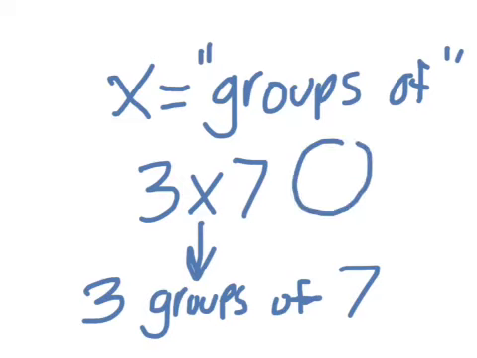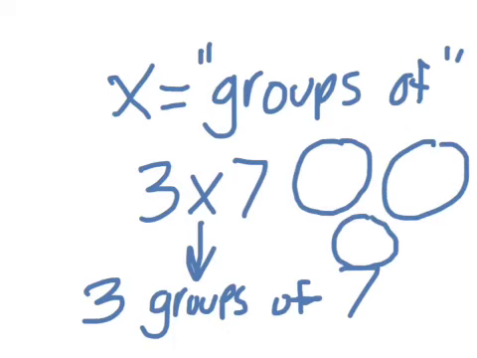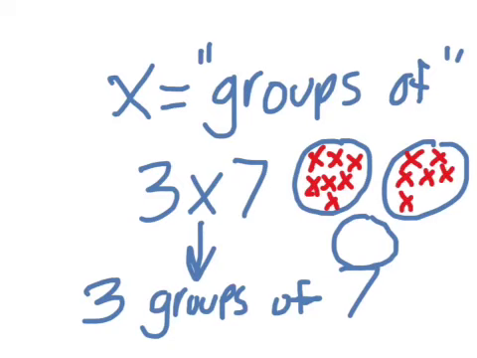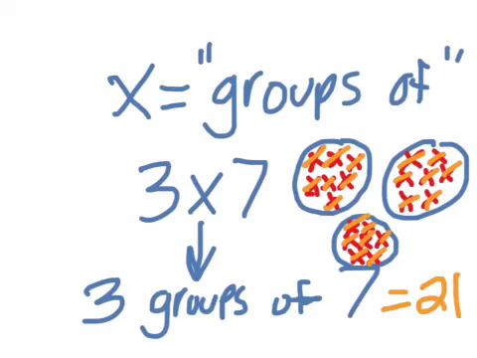So I have 1 group, 2 groups, 3 groups, and then inside each of those groups, 1, 2, 3, 4, 5, 6, 7. By looking at multiplication this way, we can count, even if we don't know how to count by 7s, we can still count 1, 2, 3, 4, 5, 6, 7, 8, 9, 10, and so on up to 21. So we can find the answer even if we can't count by those numbers yet.